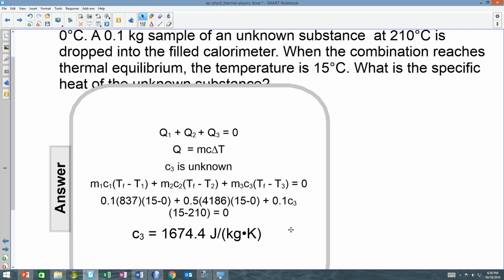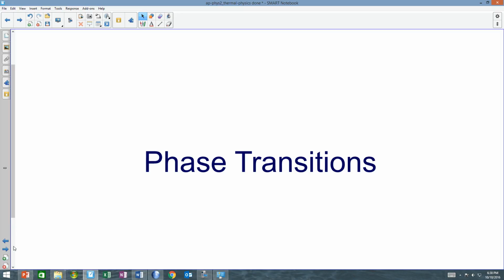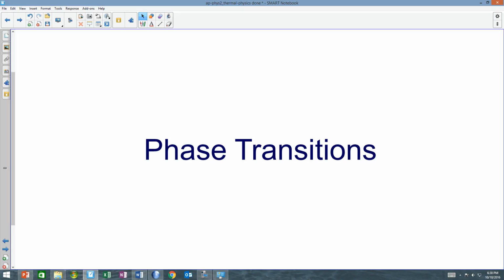In this case, they're using Kelvin, but it really is also Celsius degree, because remember that the change in temperature is the same for both Celsius and for Kelvin. In the next video, we'll talk about phase transitions.